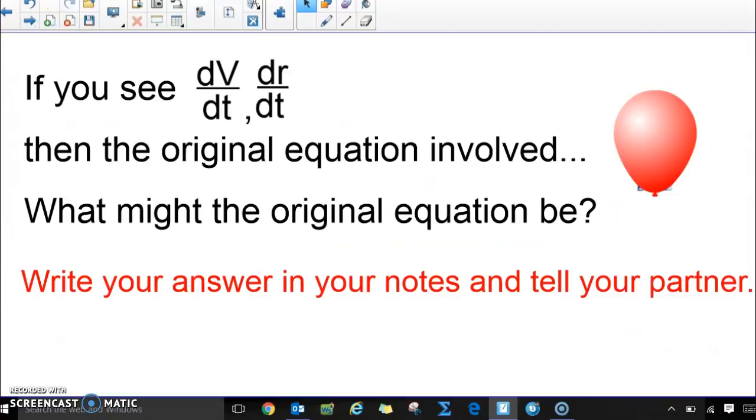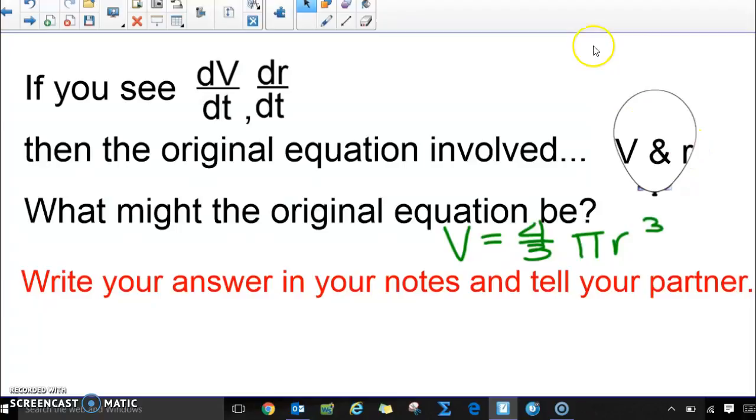Now a little bit of a backwards question. If you saw dV/dt and dr/dt, what variables would you expect in the original equation, and what might that original equation be? Agree with something with your partner or someone around you before you start the video again. dV/dt and dr/dt must be coming from V and r being in the original equation, and perhaps that original equation is the volume of a sphere. Or maybe you and your partner thought about something else that involves V and r.